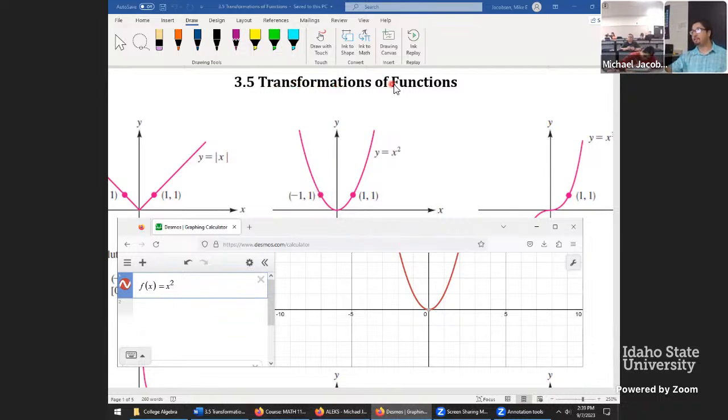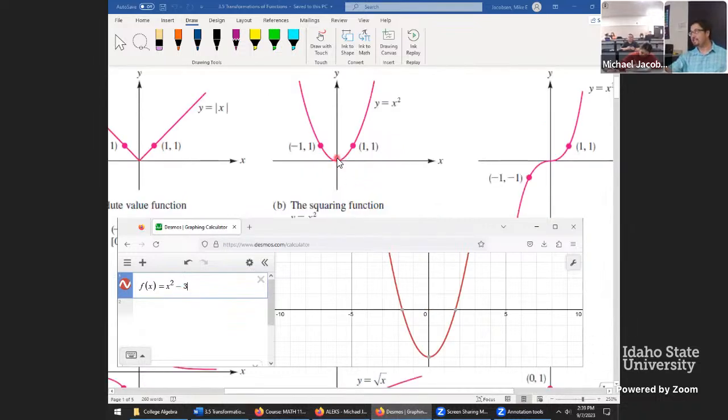But this section is about transformations of functions. So what we mean by that is if we want to move this function around, transform it, we might do something like, say, go minus 3. What that has done is taken this function that had its lowest point right at the origin, that's its absolute minimum, and dropped it down to this location at negative 3. So we've transformed the function, we just moved it around.